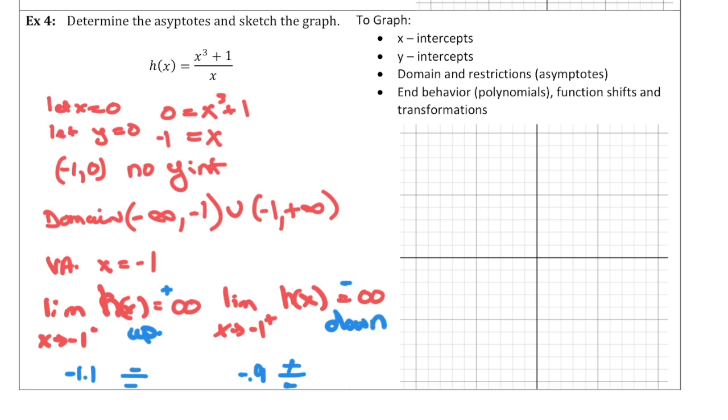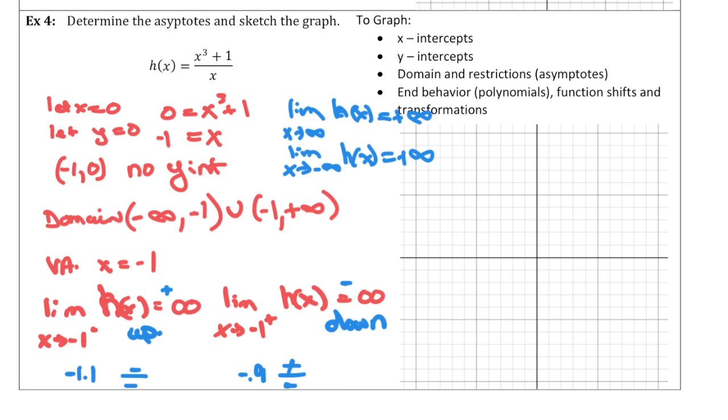Let's think about our horizontal asymptotes. As we think about the limit as x goes to infinity, whether it's positive or negative infinity, oh, look at that, the limit as x goes to positive infinity of h of x gives me positive infinity, and the limit as x goes to negative infinity of h of x will give me also a positive infinity. So they're both heading upward.